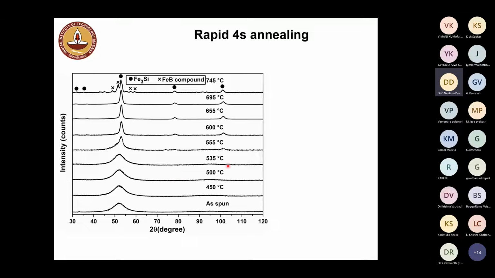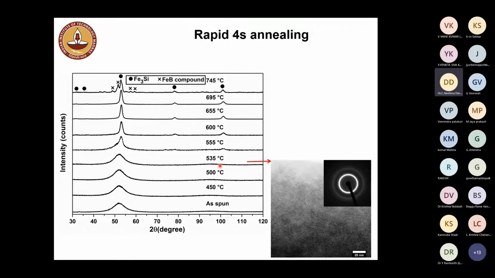Now if you look at this 535-degree annealed condition in a transmission electron microscope, as the XRD suggests, it is in an amorphous state. The diffraction pattern indicates that everything is amorphous, and there is only this amorphous fringe contrast visible and no discernible crystalline contrast.